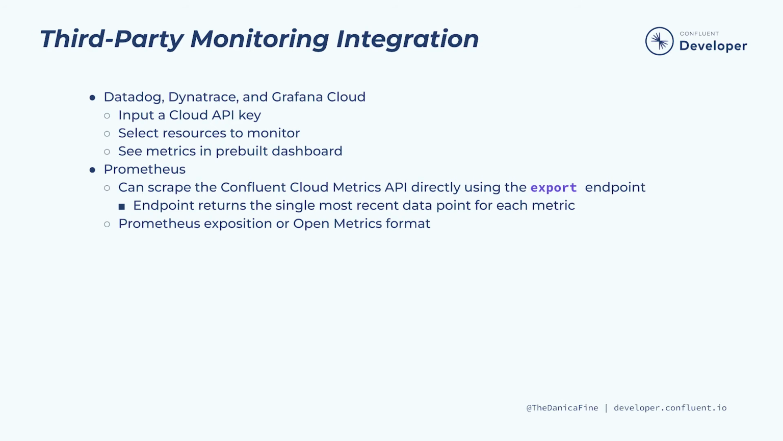Now, these tools are great, but sometimes it's nice to export your metrics to do more detailed monitoring. Thankfully, third-party integrations do just that. Datadog and Grafana Cloud provide integrations, and Dynatrace provides an extension that allows users to input a cloud API key, select resources to monitor, and see metrics in minutes in pre-built dashboards. Prometheus servers can scrape the Confluent Cloud Metrics API directly by making use of the export endpoint. This endpoint returns the single most recent data point for each metric, for each distinct combination of labels in the Prometheus exposition or open metrics format.